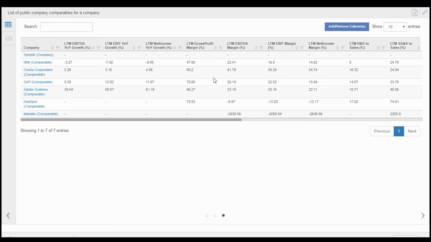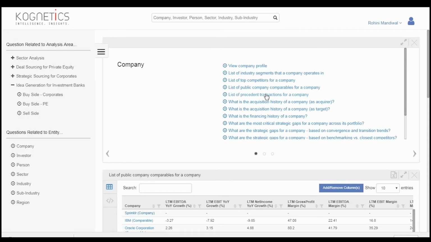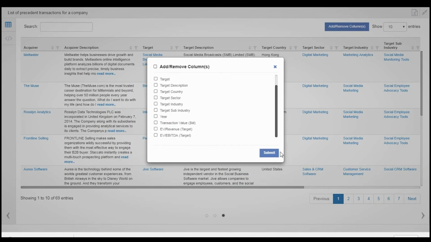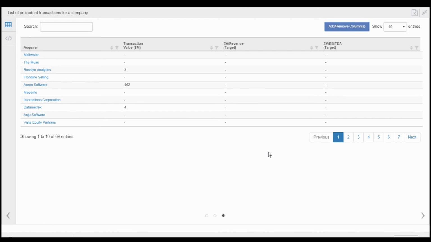Similarly, click Sprinkler and choose List the precedent transactions for a company. Use the Add Remove columns to see the transaction multiples. As you can see, Kognetics is leading a paradigm shift in buy-side idea generation.